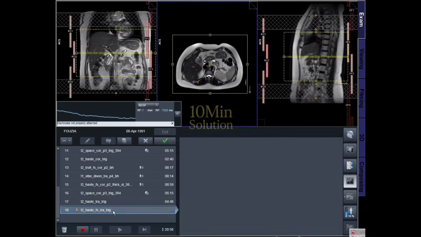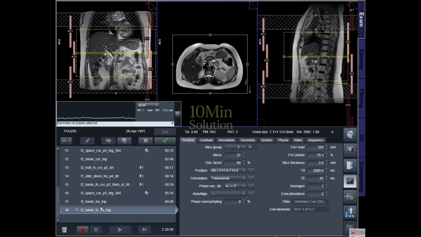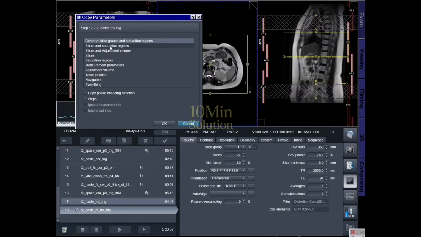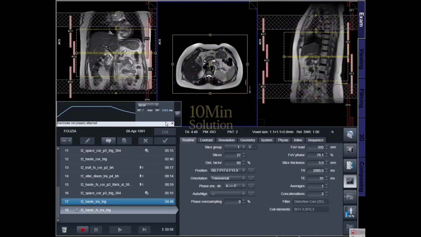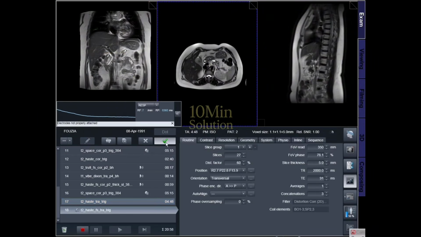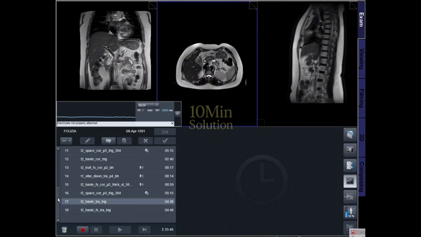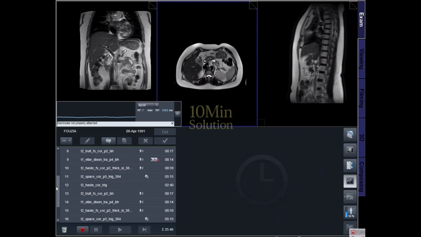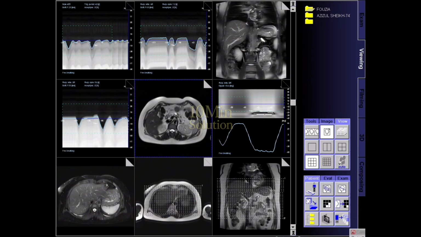Now the next T2 HASTE fat sat, FS. Let's open the protocol, copy parameters, review. Now okay. Now apply. Now everything in the planning is complete. And finally look at the images.